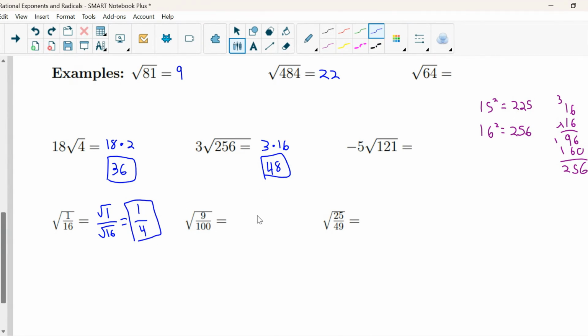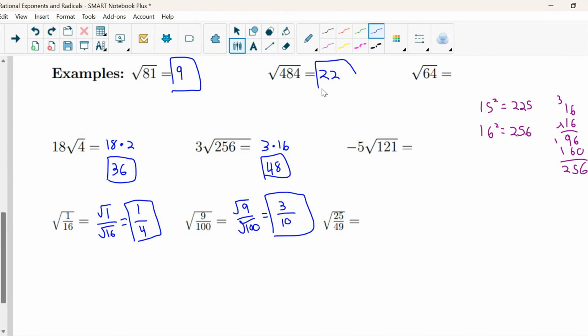Okay? Same process with this next one. Let's break it up. Square root of 9 over the square root of 100. What times itself gives us 9? Well, that's 3. Square root of 100 is just 10. All right? So that is a quick introduction to square roots and radicals.